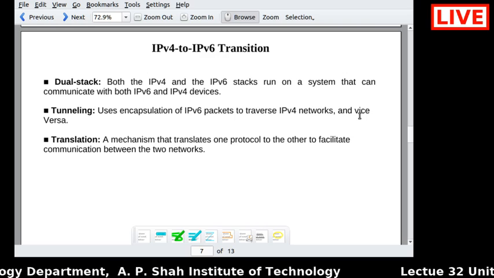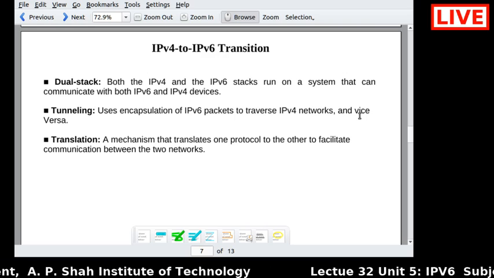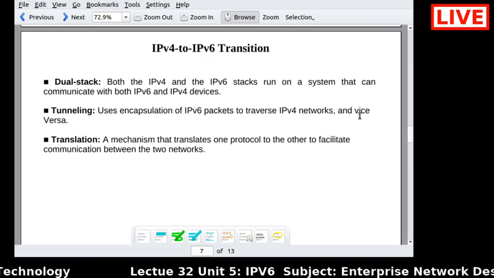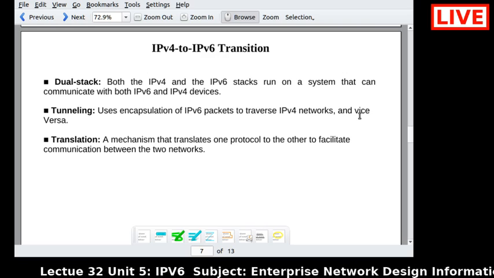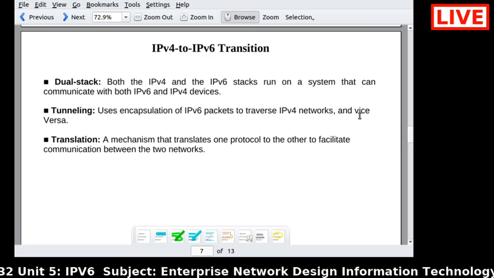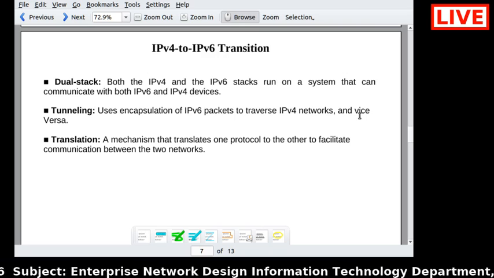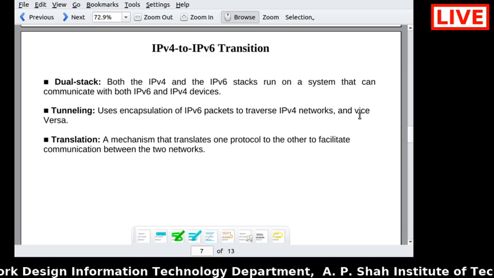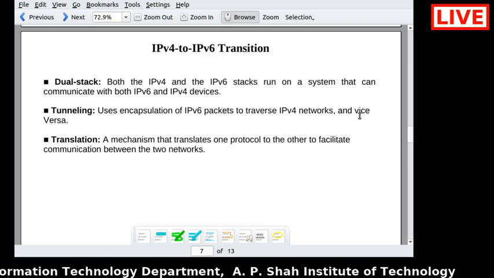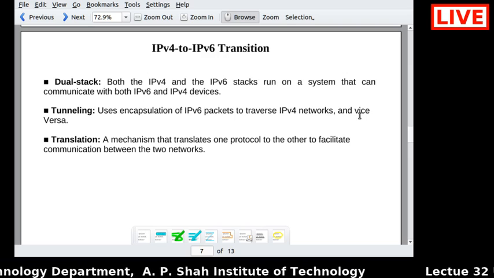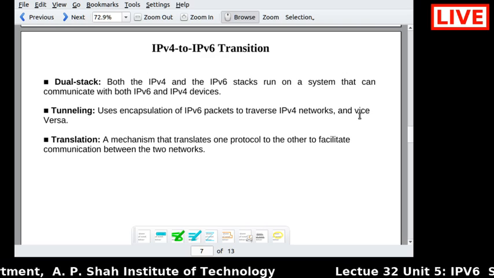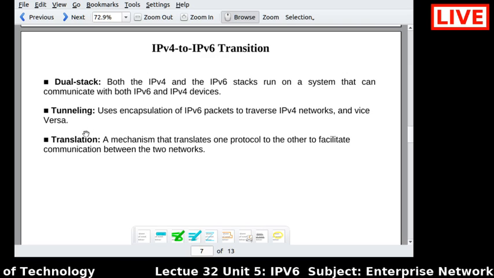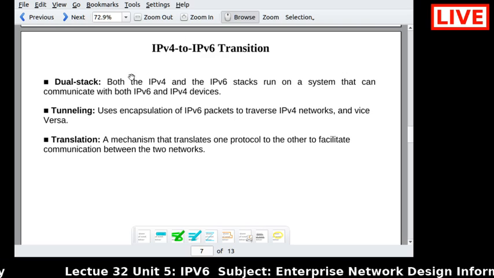So what we need are transition techniques. We need to identify some strategies which can translate this IPv4 to IPv6, and after that we are going to get that. In order to do that, we have some different mechanisms. First of all, we will see these three mechanisms which can be used to transition from IPv4 to IPv6.